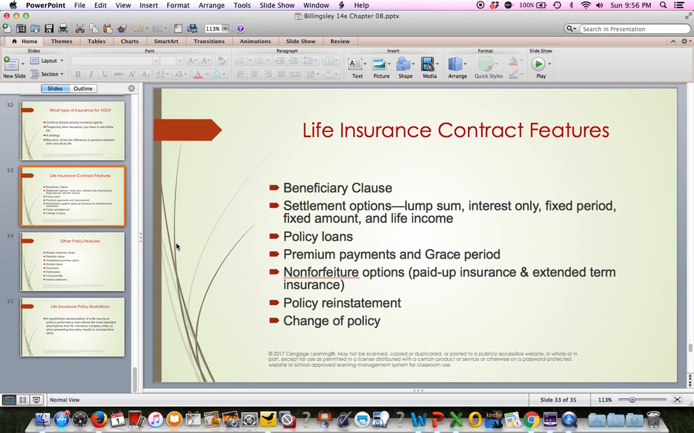Just some terminology with life insurance. You'll have to know as you fill out a life insurance application. Of course, an agent can help you with these. There's the beneficiary, the settlement options, how will benefits be paid, if it's lump sum, interest only, over a fixed period. You can have lots of options. You can just accept the whole payment up front. An insurance company will put the money into an account for you that earns interest, and you just take it out as you want to. Can you take out a policy loan? What are the premium payment terms and grace periods? Non-forfeiture options. If you pay it up in advance, things like that. Policy reinstatement. If you don't make payments for a while, can you go back and reinstate it? Those are all just things to consider and think about.